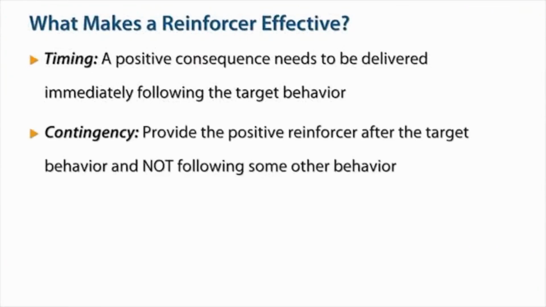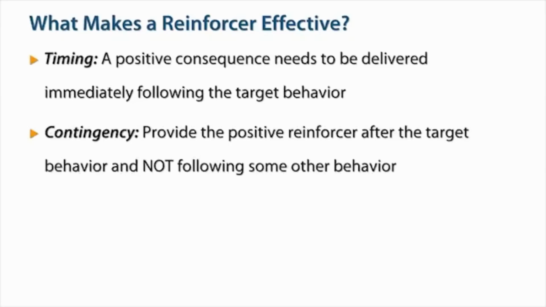Contingency. You must provide the positive reinforcer after the target behavior and not after some other behavior. This allows the student to differentiate or tell the difference between the target behavior, what is correct, and all other behaviors, like an incorrect response. This is known as differential reinforcement. You are purposefully choosing to provide positive reinforcement only when the target behavior occurs.